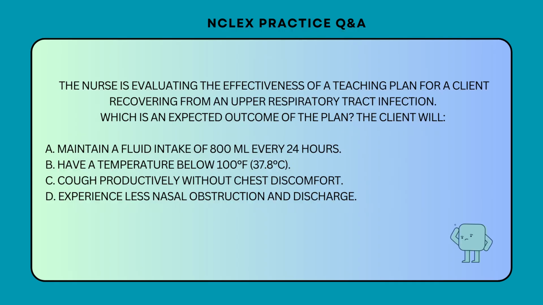The nurse is evaluating the effectiveness of a teaching plan for a client recovering from an upper respiratory tract infection. Which is an expected outcome of the plan? The client will A. Maintain a fluid intake of 800 milliliters every 24 hours. B. Have a temperature below 100 F, 37.8 C. C. Cough productively without chest discomfort. D. Experience less nasal obstruction and discharge.